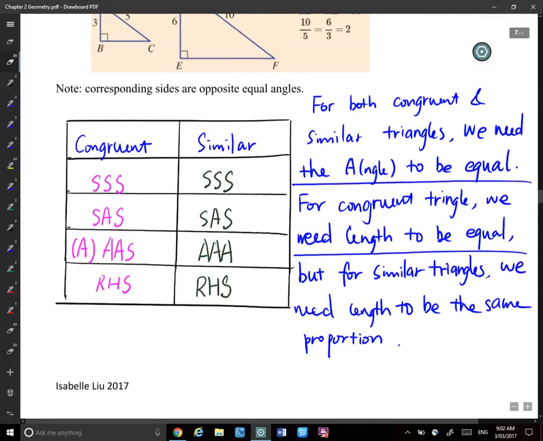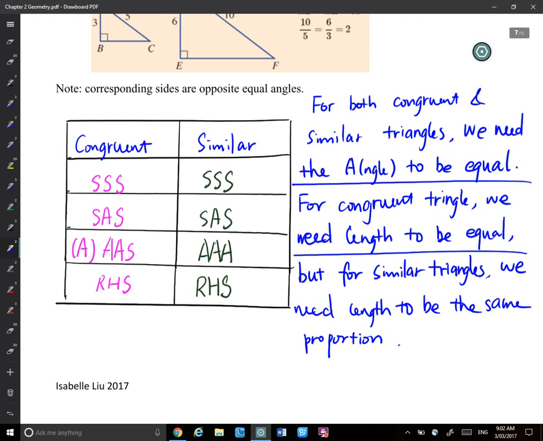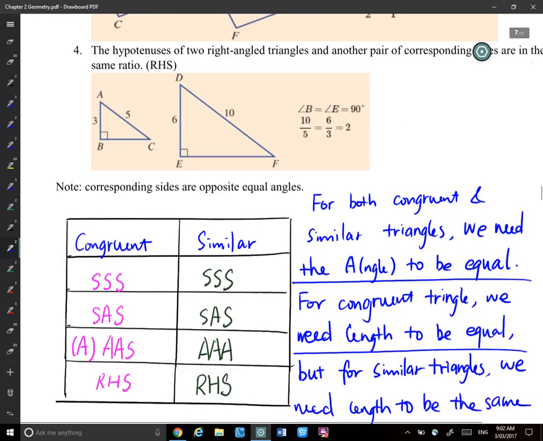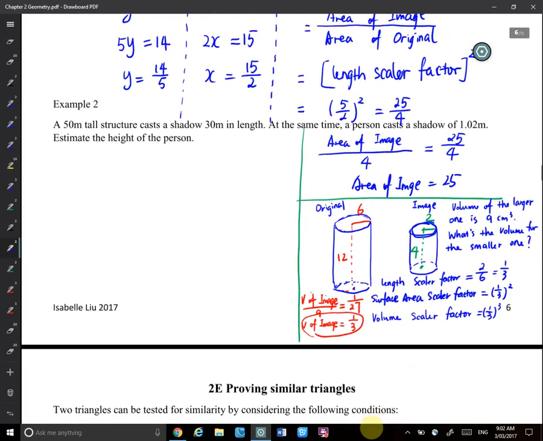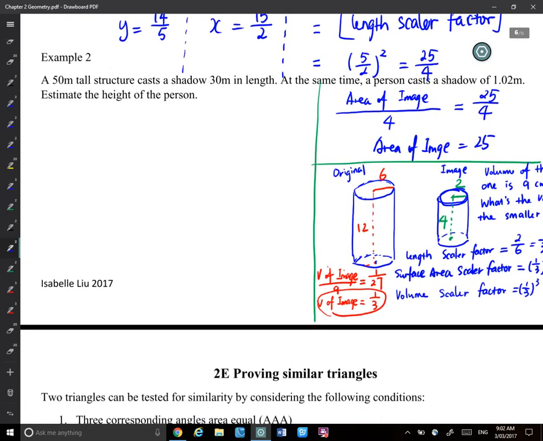Okay, so we have learned 4 conditions for two triangles to become similar triangles. And let's go back to the previous page to talk about example 2. In example 2, a 50-meter tall structure casts a shadow of 30 meters in length. At the same time, a person casts a shadow of 1.02 meters. Estimate the height of this person.